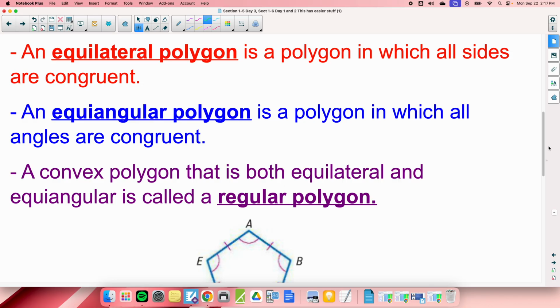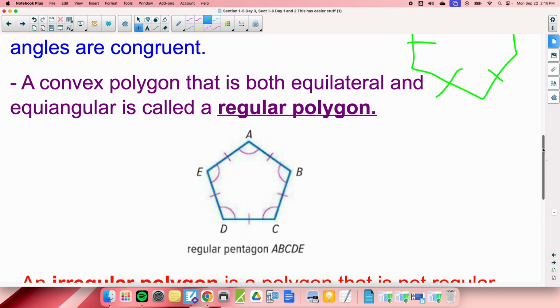Equilateral: equa means equal, lateral means sides. So this is a polygon with equal sides, and every side would have to be equal. So it'd have to be marked like that. Every single side would have to have the same amount of dashes on it.